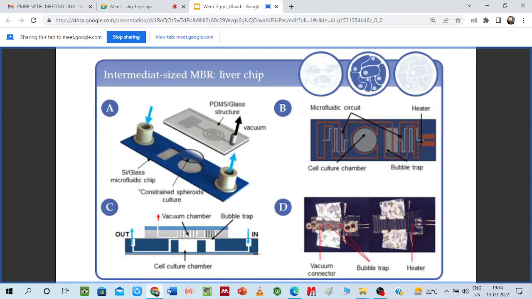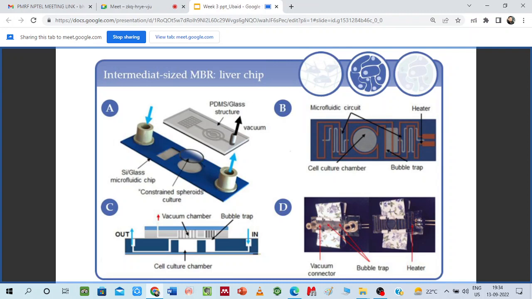So micro electromechanical system. It is actually the microfluidic device. It moves the fluids, media, cells from one compartment to another compartment. Or you can also call it a continuous type of cell culture, but micro.